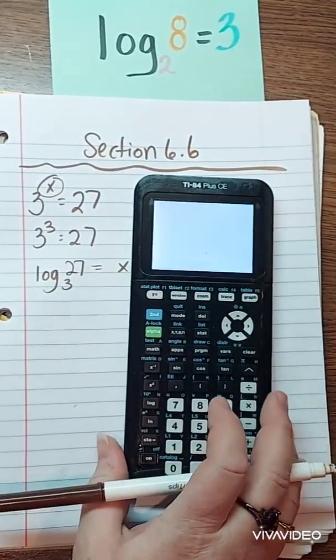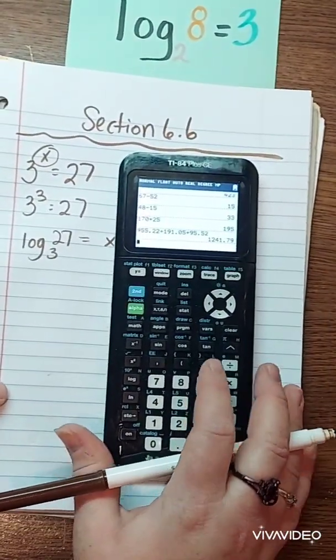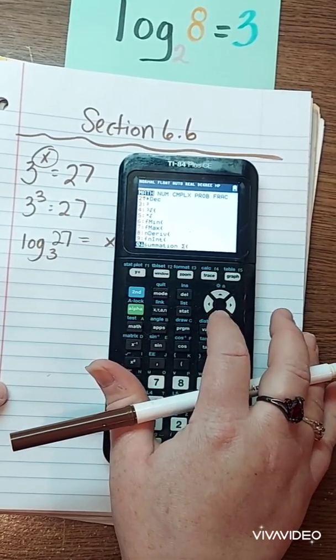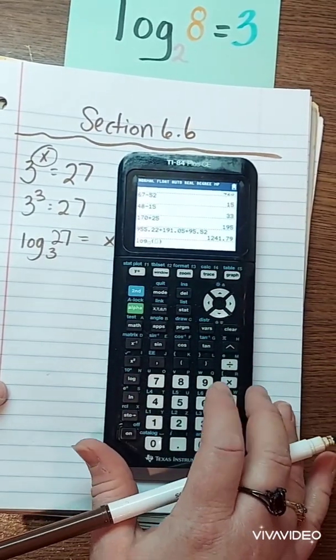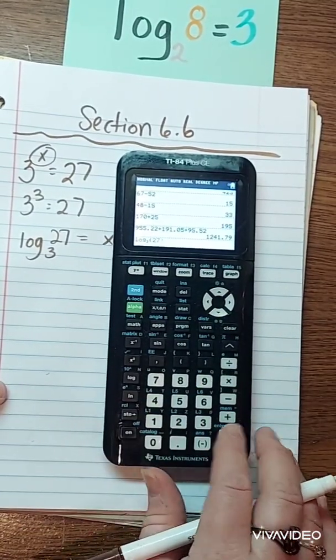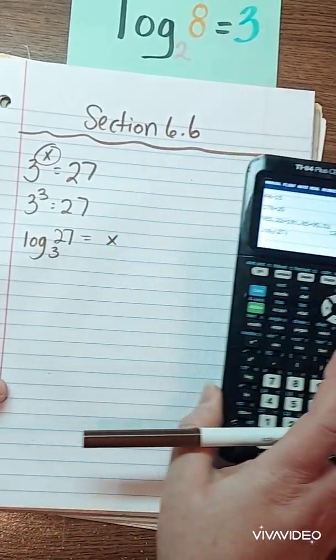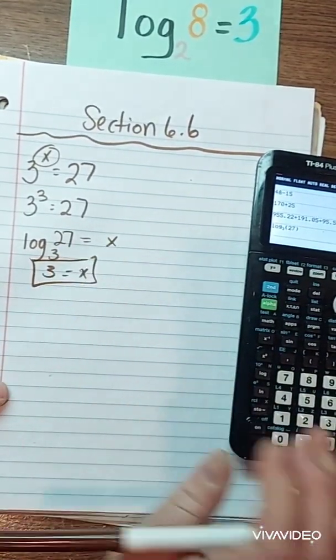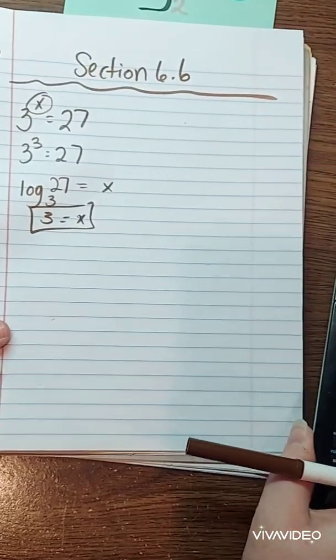Now, once you have that, all you need to do is work on your calculator. If you go to your math button down here on A, you can plug in a 3 and a 27 and get the answer of 3. I like to keep my x on that side, but if that really bothers you, it's not a big deal.